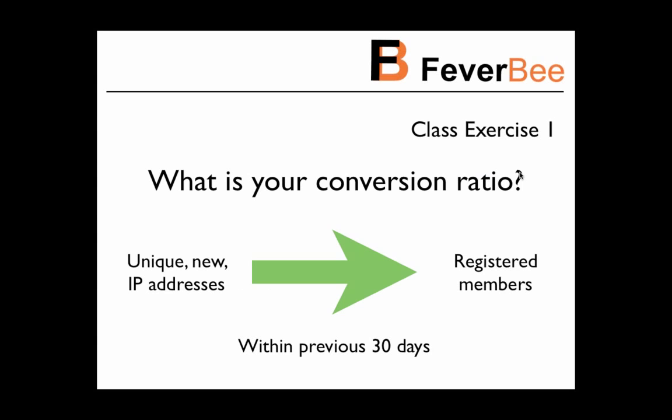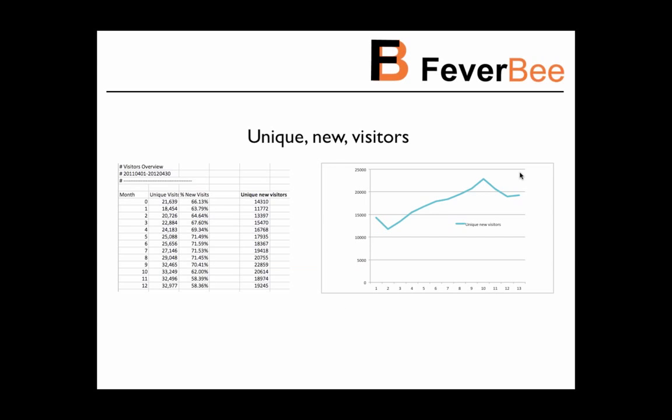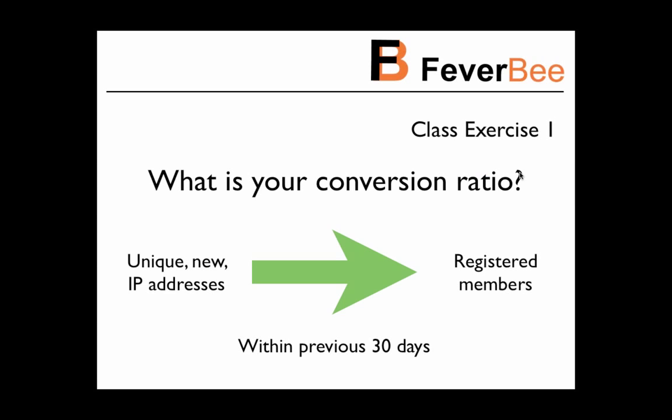So a quick exercise, and I know some of you won't be able to do this. What we want to do is look at the number of unique new visitors to the community, and then the number of those people that register for the community. So if you have data to hand now, it'd be great to actually do this for yourselves. So look at Google Analytics, get up the number of unique new visitors, multiply it by the percentage of new visits that you've received, and then look at how many people registered for the community during that time frame.